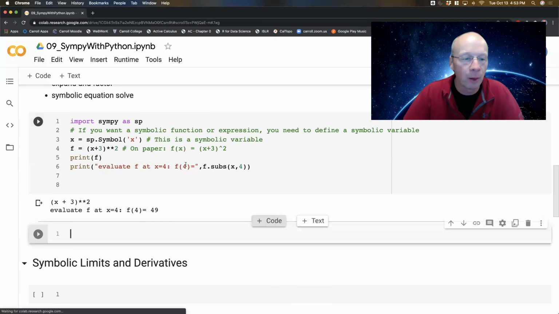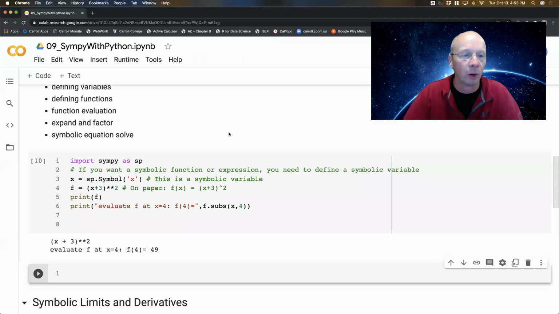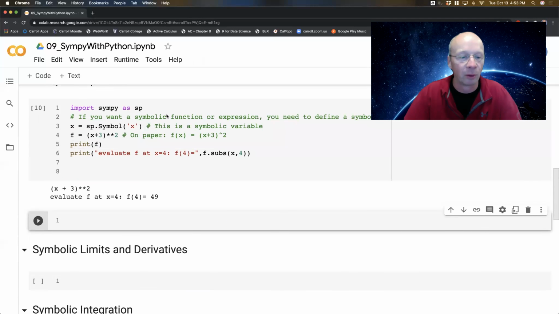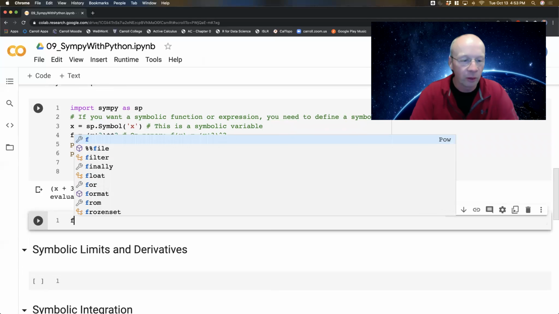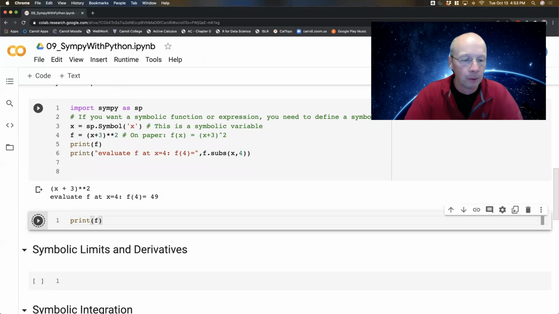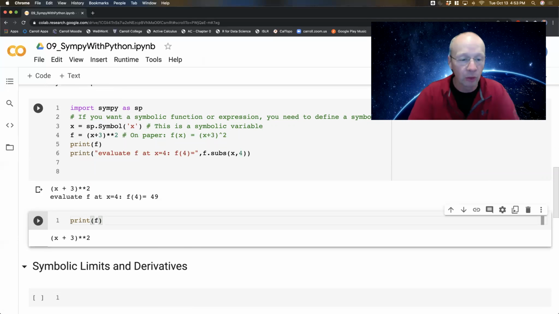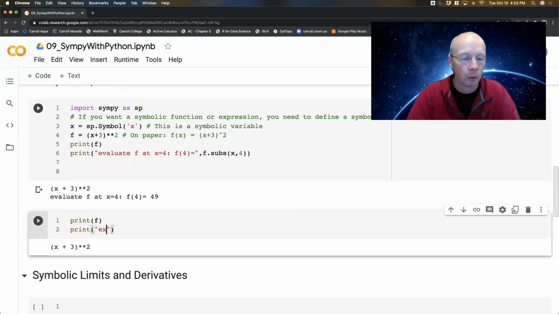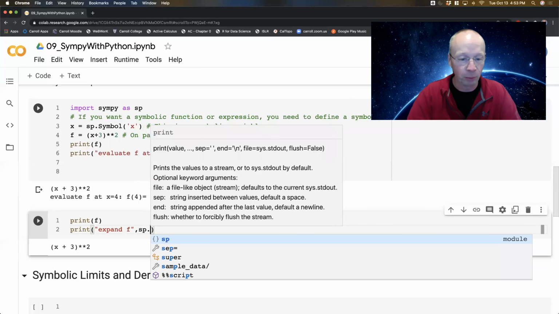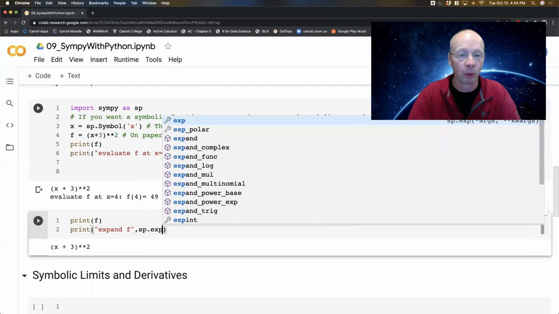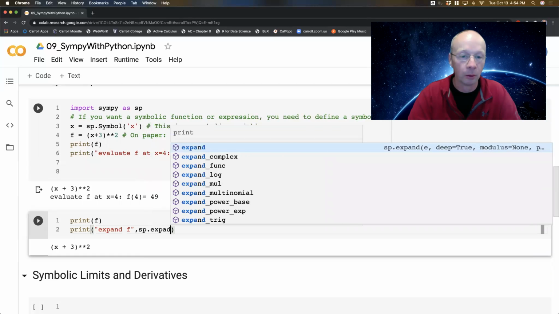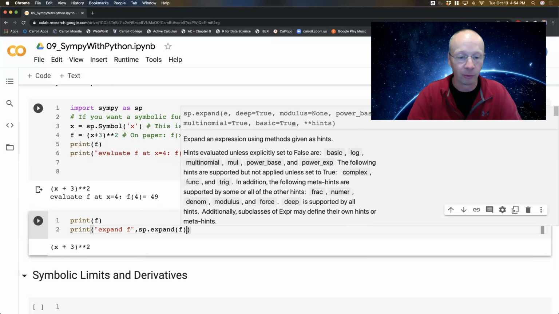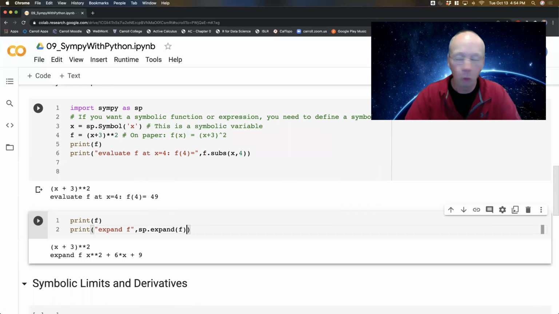Now let's talk about doing some basic algebra. So expand, factor, simplify, things like that. So I still have my function, f. Say I wanted to expand that. So that would be sp dot, well, expand is probably, oh, there it is, expand. Expand f. And let's see what it does. Cool, it multiplies that out for me. That's wonderful.